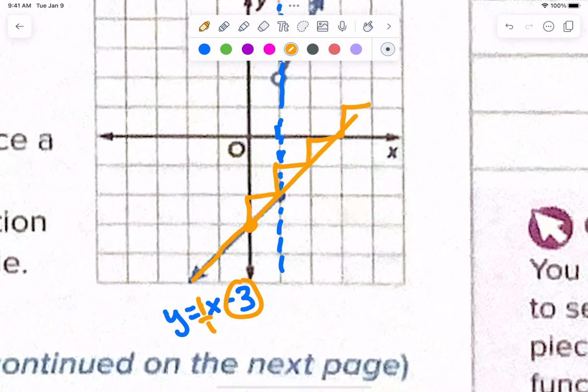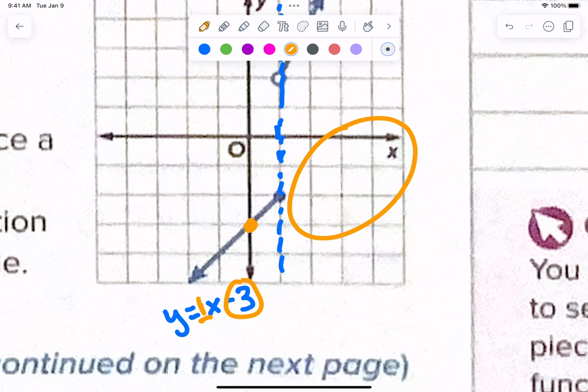I draw my line, except I don't want to graph it if it's on the other side of that line. I only want to graph it from here down. Does that make sense? So I'm cutting my line short, and I'm only graphing it to the left side of that dotted line. That's what that first piece looks like.